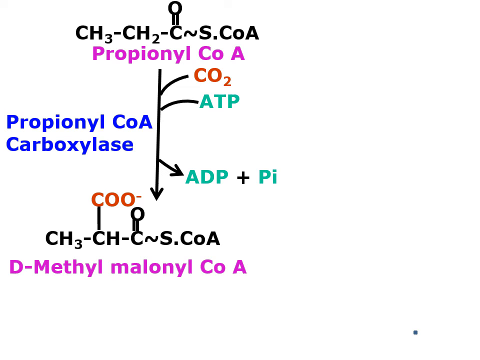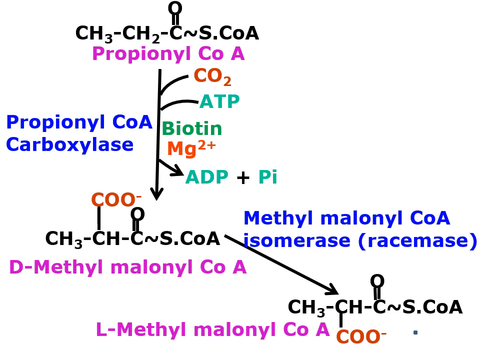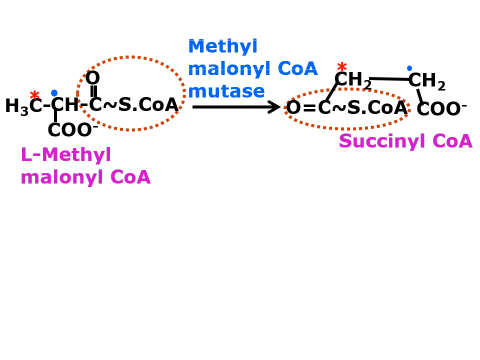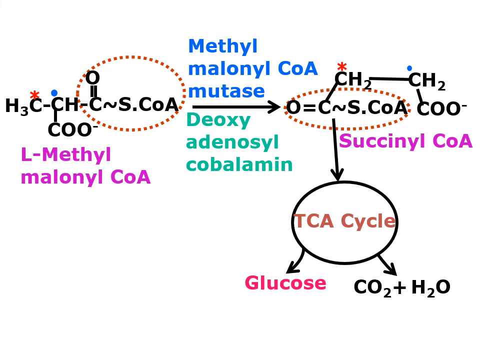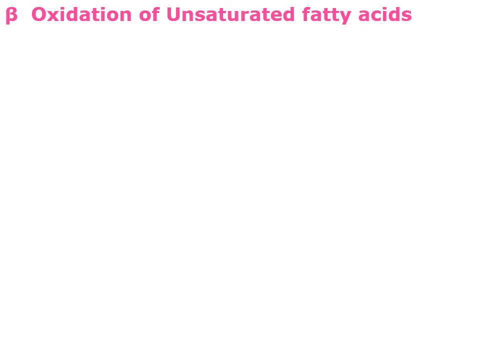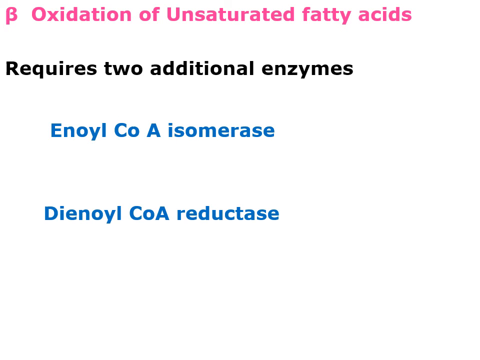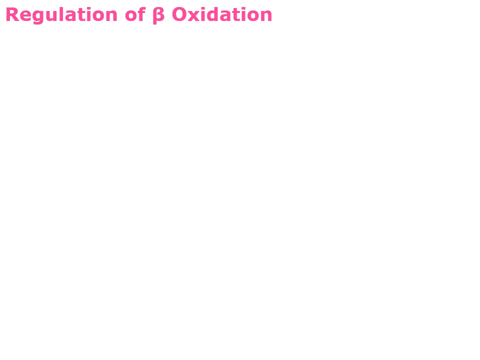Propionyl-CoA, we have already seen this under B12. Remember, when beta oxidation takes place in unsaturated fatty acid, in addition to the normal enzymes required, you require 2 additional enzymes called enoyl-CoA isomerase and di-enoyl-CoA reductase. This much is sufficient. Is that clear?